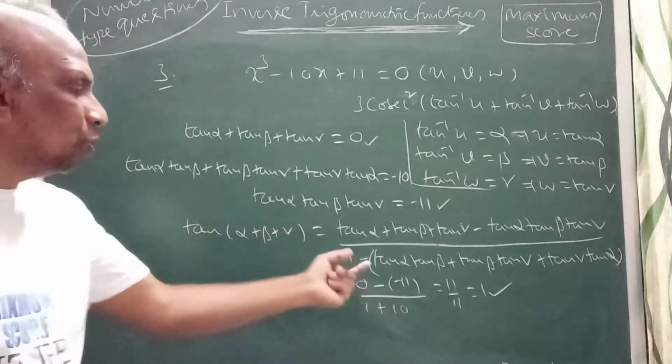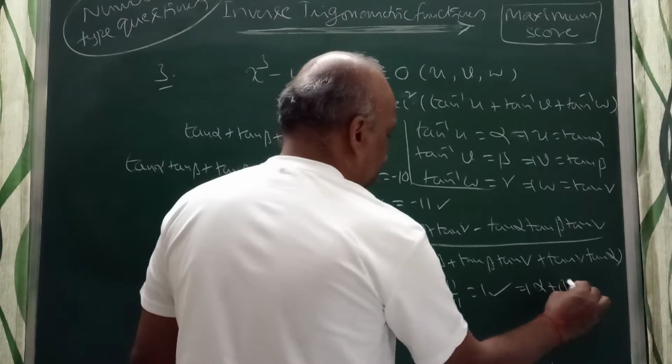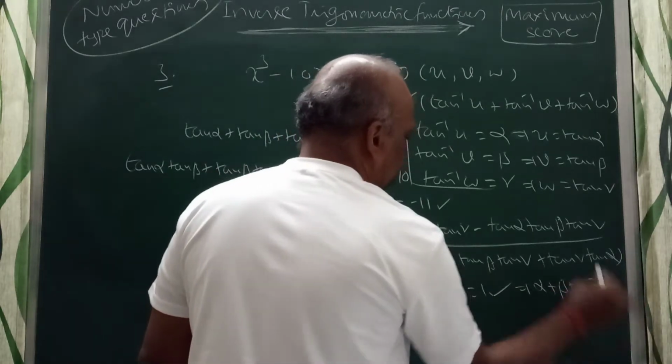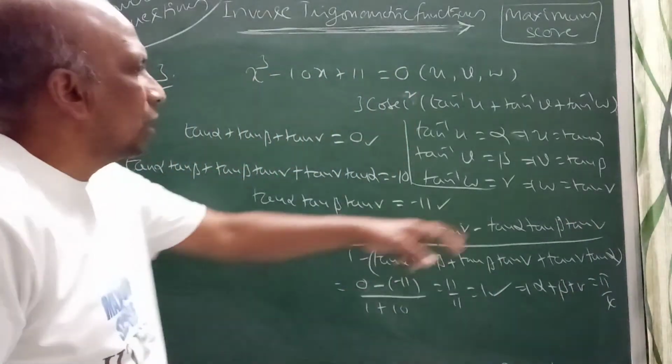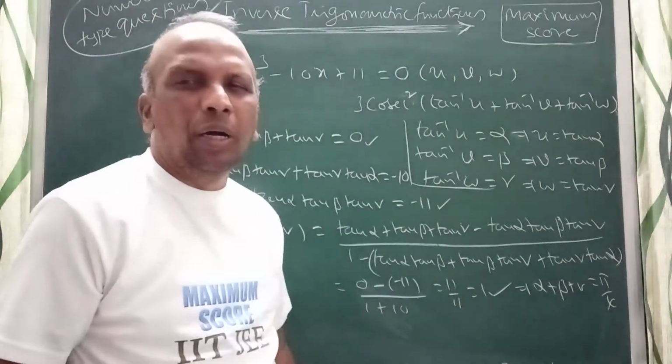When this result is 1, alpha plus beta plus gamma is pi by 4. Alpha plus beta plus gamma is pi by 4, right? Which is nothing but this only. This is alpha, this is beta, this is gamma, pi by 4.